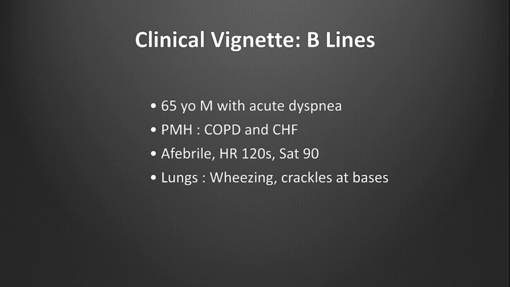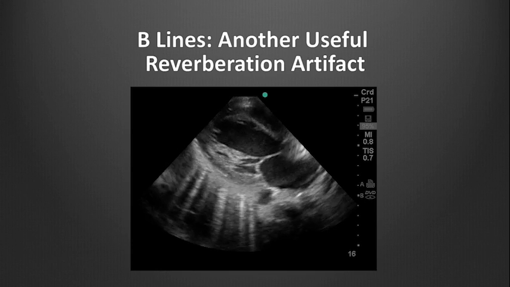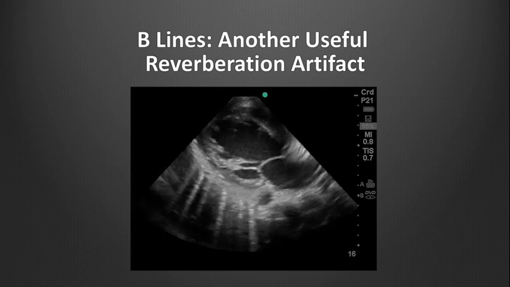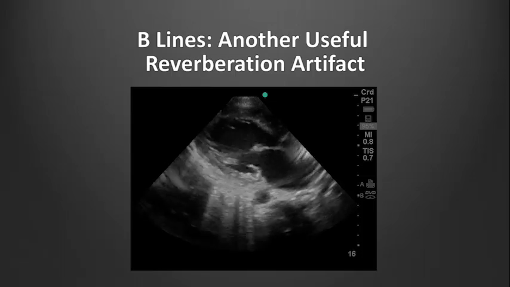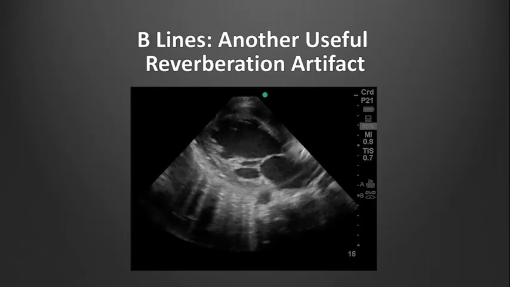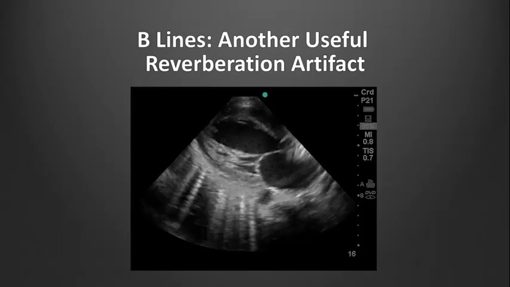A 65-year-old male presents to the emergency department with acute dyspnea. In this common scenario, you may wonder whether the patient is acutely dyspneic due to extra lung water due to a CHF flare, or due to bronchospasm and COPD flare. Bedside ultrasound can help. In the presence of alveolar filling or interstitial thickening, such as pulmonary edema, the ultrasound beam creates reverberation artifacts within the lung parenchyma.